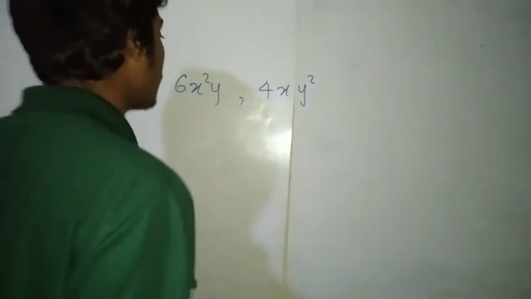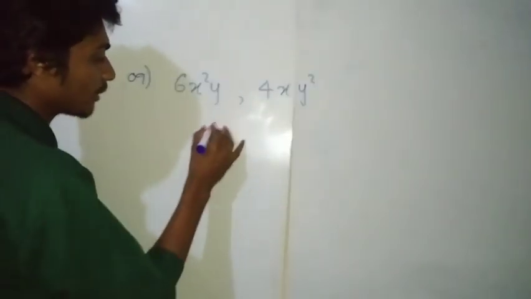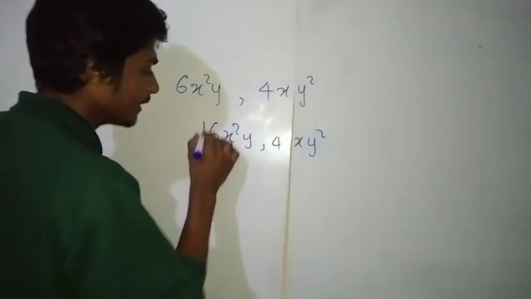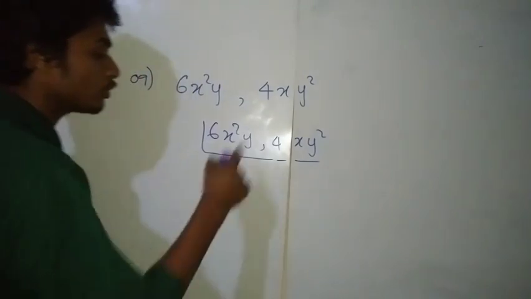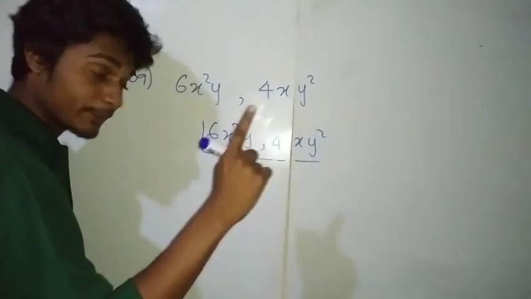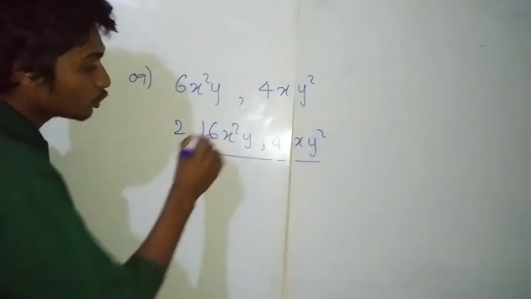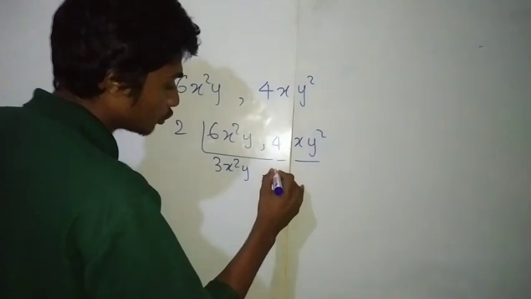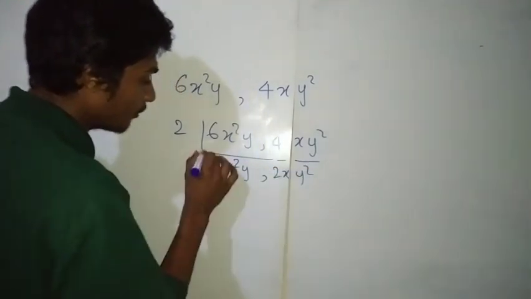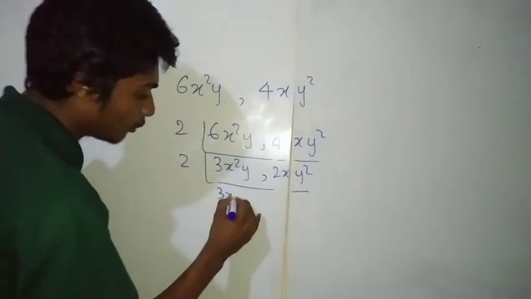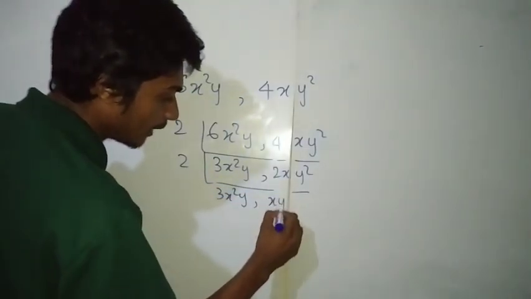To find the LCM of this, you have to write 6x squared y, comma, 4xy squared in one line, and divide this by 2, because 4 and 6 have a common factor of 2. So 6 divided by 2 is going to be 3x squared y, and 4xy squared divided by 2 is 2xy squared. Furthermore, you can divide this further by 2, so you're going to get 3x squared y and xy squared.